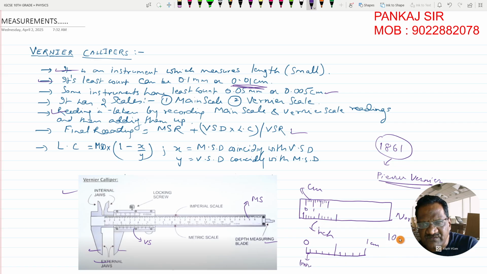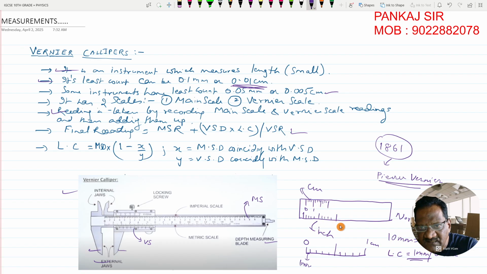That is why we say that 10 millimeter makes 1 centimeter. So in a normal scale, the least division is of 1 millimeter. That is why we say that the least count of this normal scale is 1 millimeter, or in centimeter you can say 0.1 centimeter. Now anything smaller than 1 millimeter you cannot measure using this scale. Why? Because you don't have that calibration on the scale.